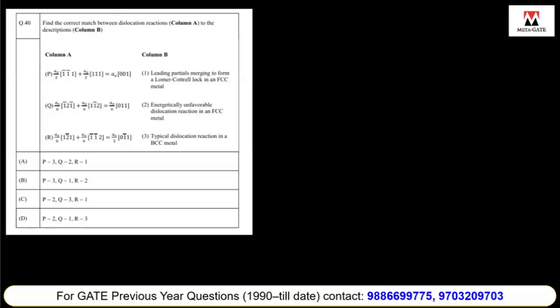Find the correct match between the dislocation reactions and the descriptions in column B. A naught by 2 [1 bar 1 1] plus A naught by 2 [1 1 1] gives rise to A naught [0 0 1]. This reaction typically happens in a BCC structure. In this reaction, the half dislocations are moving toward each other, merging to form a new dislocation. So this is commonly seen in BCC, a typical dislocation merging which happens in a BCC structure.